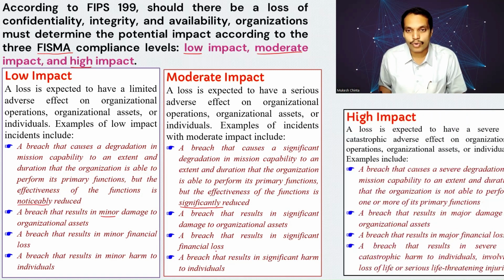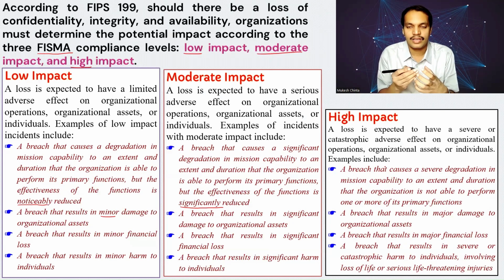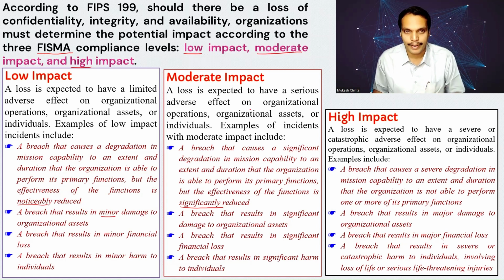In the same way, if you go to the high impact, the organization might be impacted in such a way that most of the functions might come to a standstill. The information system might not be able to function properly. It has to halt some of these functions. And a breach that results in major damage, major financial loss, or catastrophic harm to individuals. So these are the three different levels of impact: low impact, moderate impact, and high impact.